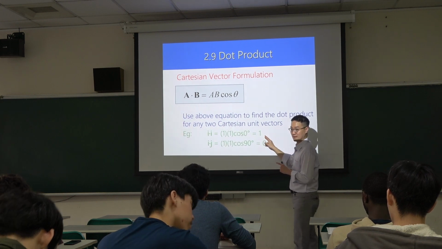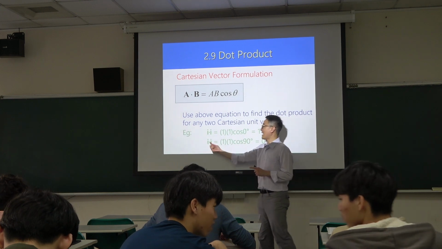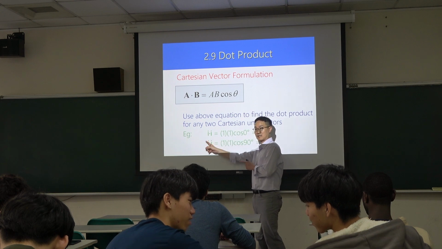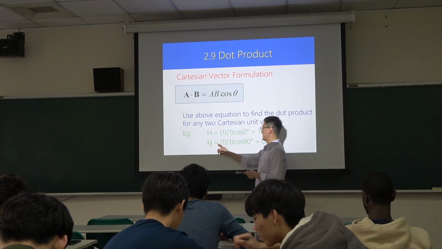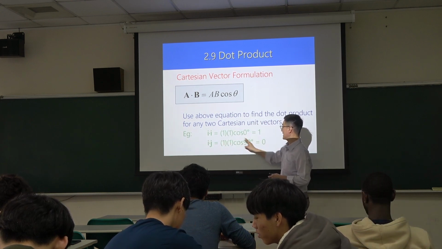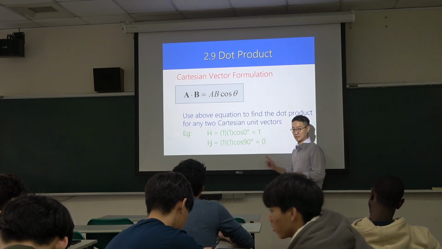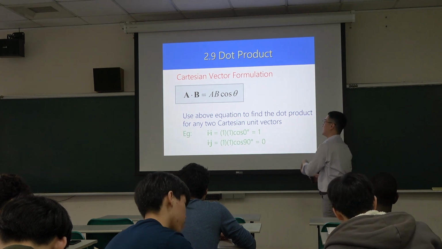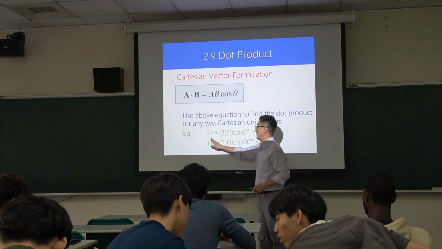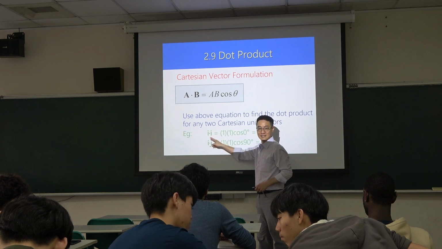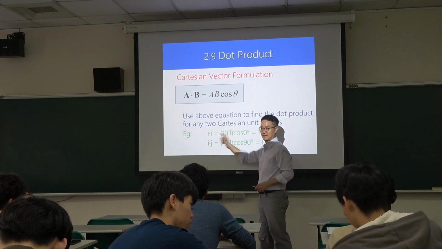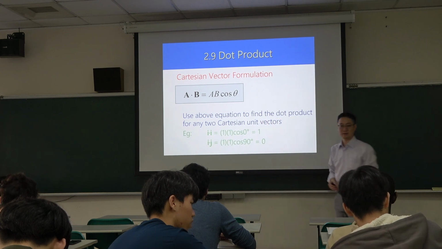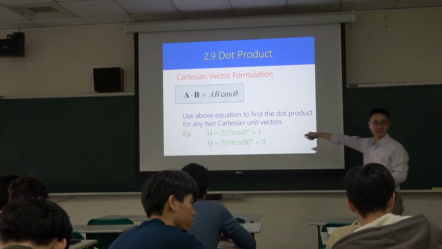So it's 1. Then if we have two vectors perpendicular to each other, i and j are perpendicular vectors. So it's 1 times 1 times cosine 90 degrees, which is 0. So for the dot product, we only need to work out the vectors that have the same direction, because perpendicular directions will give us 0. Clear?